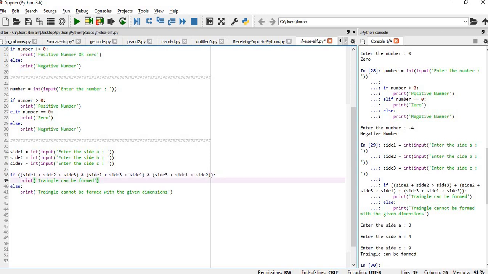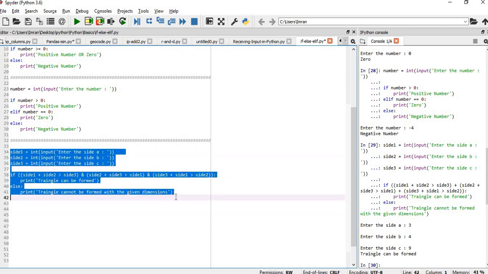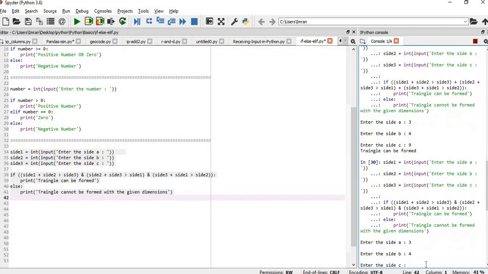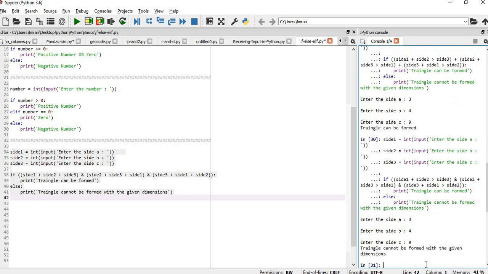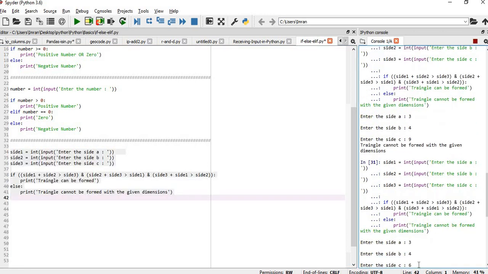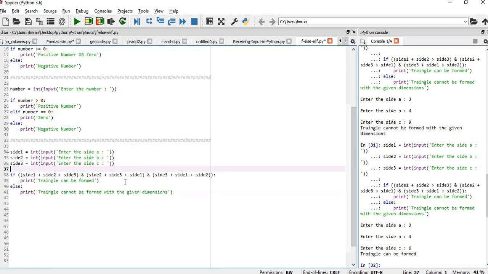Here, we say if side 1 plus side 2 is greater than side 3 and side 2 plus side 3 is greater than side 1 and side 3 plus side 1 is greater than side 2, then only the triangle can be formed. Let us execute this once more and give the same values 3, 4 and 9. So triangle cannot be formed with the given dimensions. Now we'll execute once more, and now we'll give 3, 4 and 6. Triangle can be formed. So till here it's very easy.